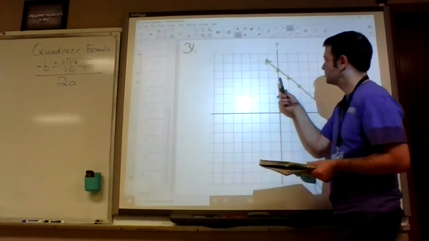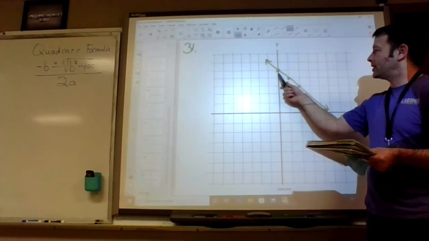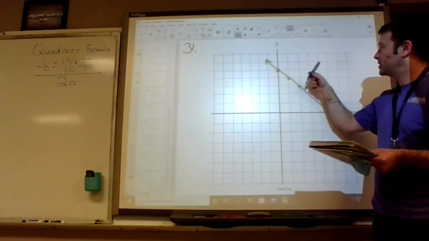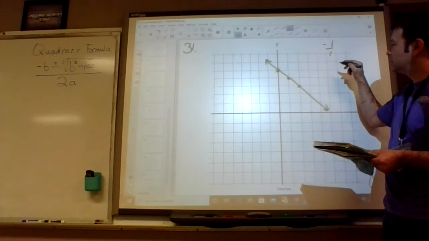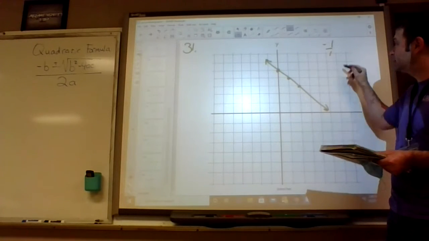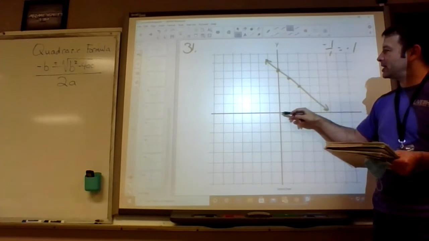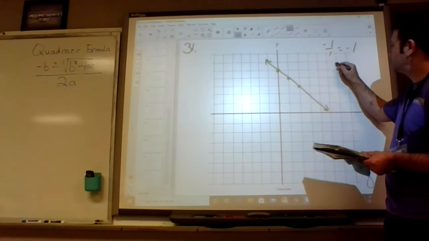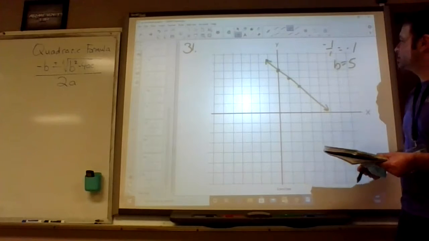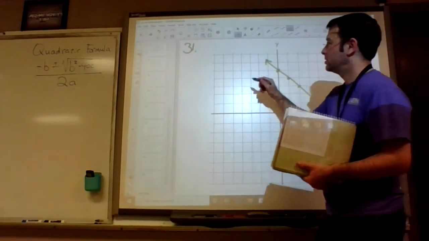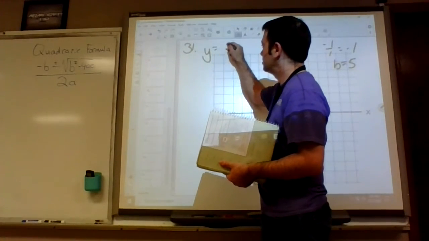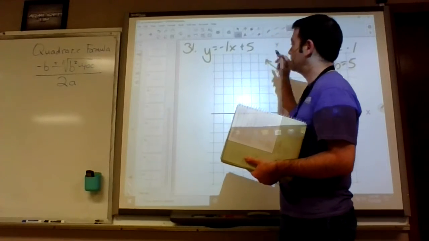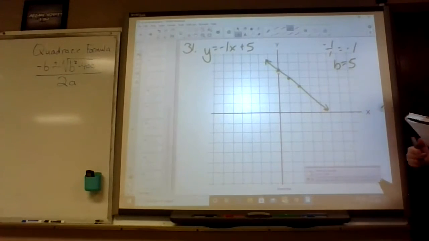The slope is down 1, run 1. What's negative 1 over 1? Negative 1. Slope is negative 1. What's the y-intercept? 5. So what's our equation going to be? y equals negative 1x plus 5. Right. Or you could have written y equals negative x plus 5.